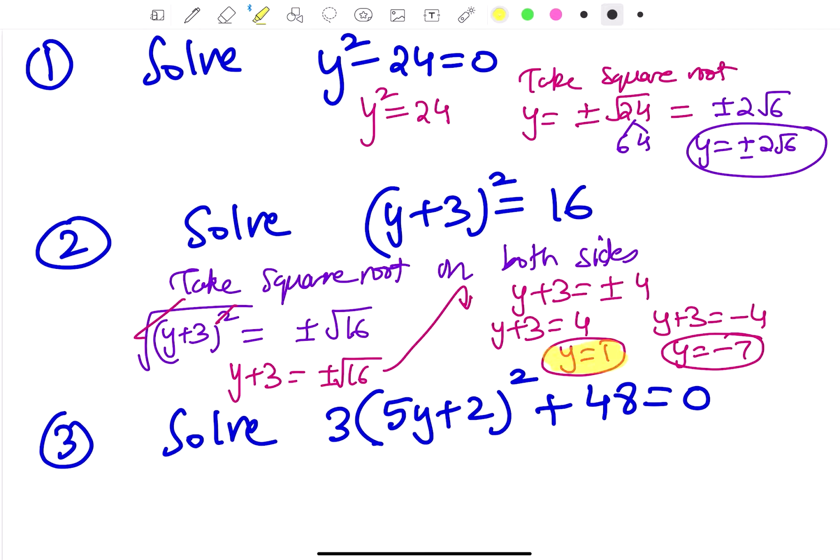So these are our two solutions. These are the two values of y that will make the given equation true. So if you plug y as negative 7 or y as 1 in both of those, our left-hand side and right-hand side will be equal.